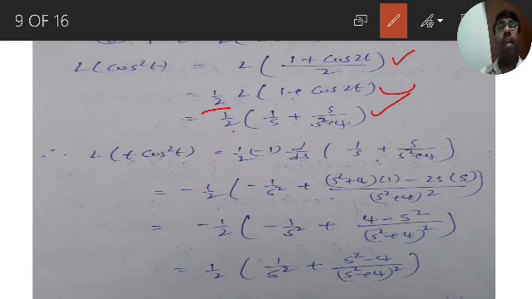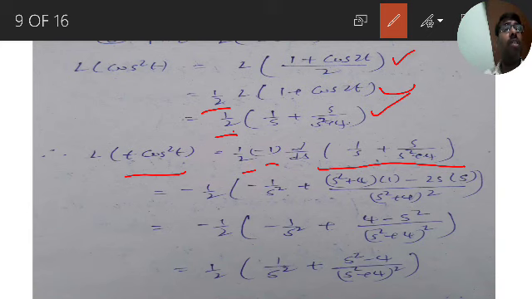Now t into cos square t, multiplication by t, that is derivative of f bar of s. We got f bar of s. Now you have to do minus into derivative of f bar of s. So here, constant outside, minus outside, derivative of this, 1 by s plus s by s square plus 4.